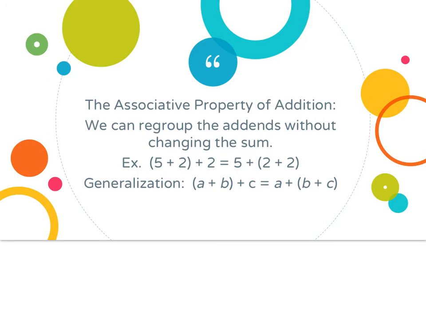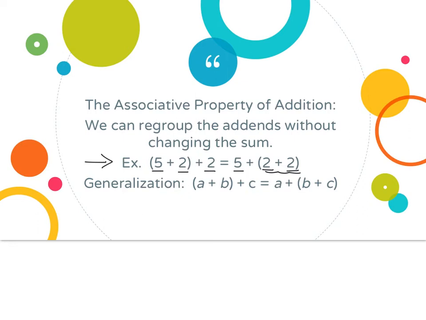Besides flipping the order, we can also regroup addends to help us solve mentally for math. This is called the associative property of addition. So here's an example. If we had 5 plus 2 in parentheses, which means we were supposed to solve 5 plus 2 first, and then add another 2, we could change it if we found that adding 2 plus 2 first would be easier. The order of the addends is the same, 5, 2, 2. Over here, 5, 2, 2. So the order didn't change, but what we added first changed. So we show that using parentheses.